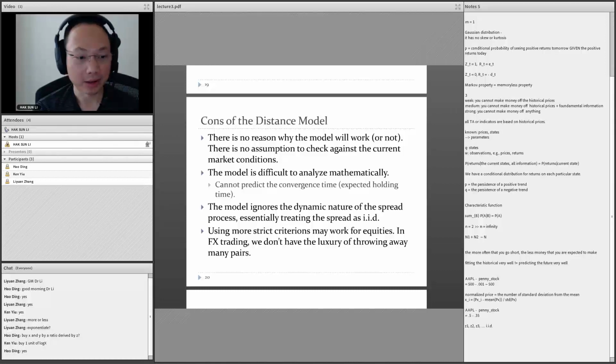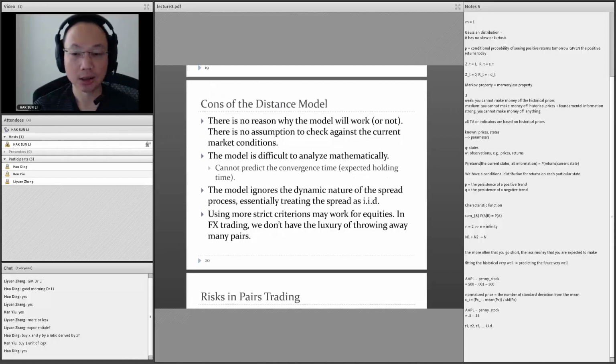So the distance method has many problems. The reason why I show it to you is that I want to use this method to illustrate the concepts of pairs trading.